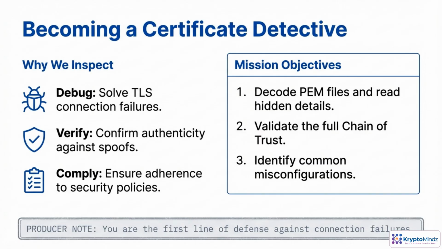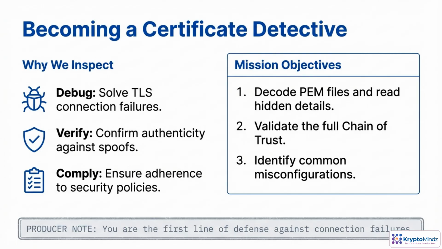For this module, think of yourself as a certificate detective. Your job isn't just to check the green lock. It's to understand why a connection fails, whether a site is really who it claims to be, and whether it meets your organization's security rules. In practice, that means 3 roles.